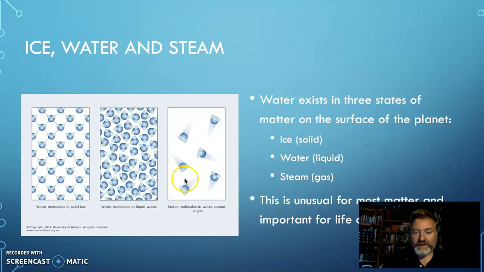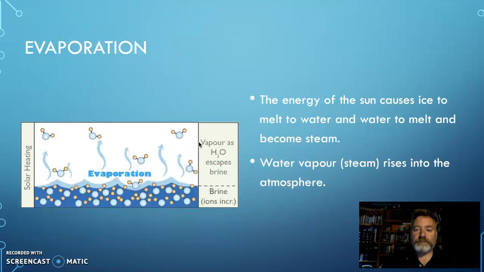And of course, the classic thing with water vapor is that the molecules separate out and move around rather fast, with lots of energy in them. So this means we've got a cycle that can be used on the planet to keep water available for all living things. So the first thing we need to do is evaporate the water, and so from oceans and lakes and puddles and wherever we spill some water, it will evaporate.